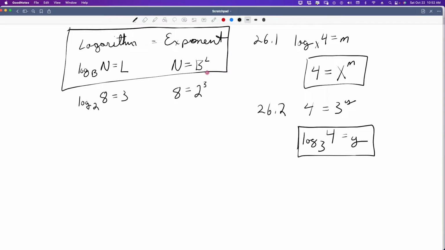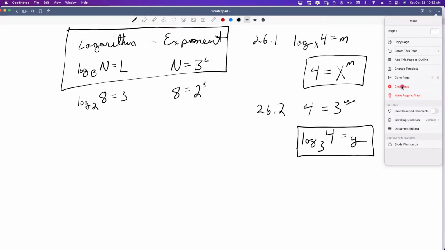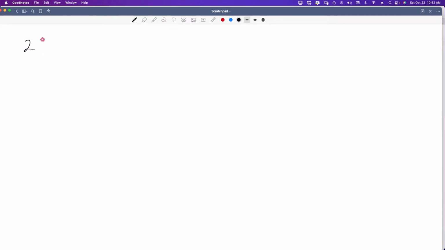All right, we're going to try some more. So let me clear the page. We're going to 26.3. We can actually solve some of these, believe it or not. We're going to solve the log of b that gives us 8 is equal to 3. You guys can probably already see this in your head. So 8 is equal to the base b with an exponent of 3. So we have to solve for b.